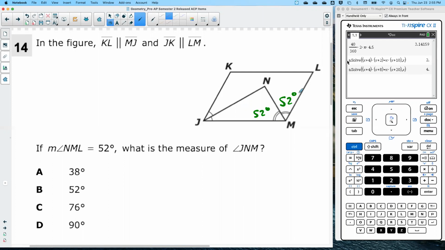Come on, someone help me out here. Someone give me more than it looks like. N is 90 degrees. What can you tell me for a fact? If you have two parallel lines, this line right here, you should have learned this earlier, it's called a transversal.